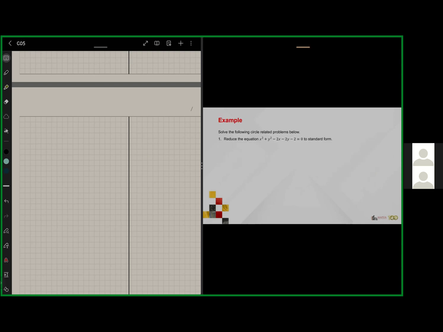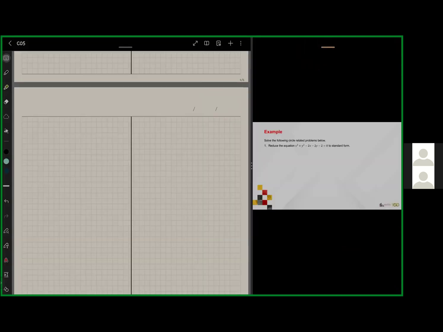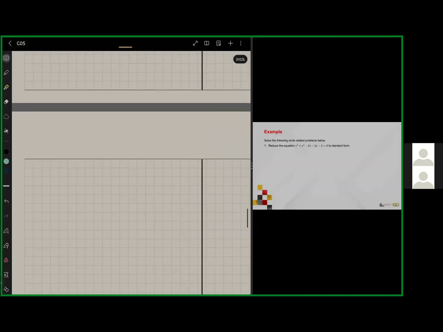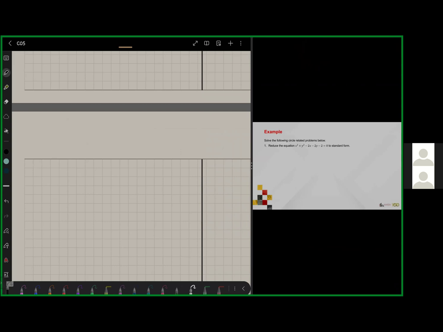We have here: reduce the equation to standard form. Again, let's review this, just a review of the lesson last time. This is similar to when we are solving ellipses and hyperbolas. We have x squared plus y squared minus 2x minus 2y is equal to 2. First, we need to group all the x's and all the y's. So we will get x squared plus 2x plus y squared minus 2y is equal to 2.